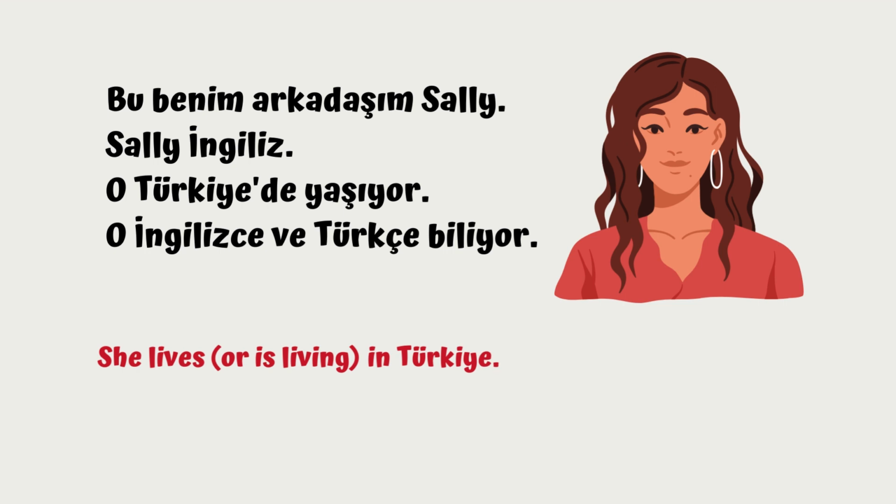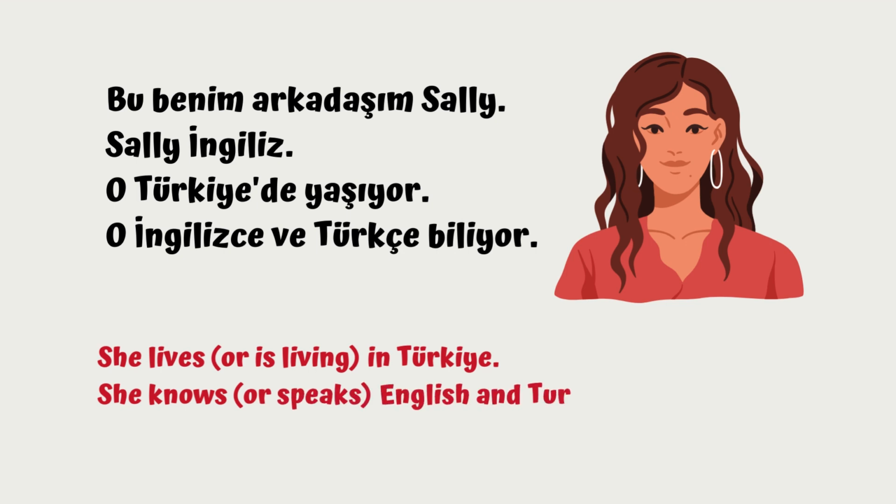About the last sentence, o İngilizce ve Türkçe biliyor. Biliyor is to know. İngilizce is, if you remember, English. Türkçe, Turkish. So what we're saying here, she knows English and Turkish. So we use knows rather than speaks here.